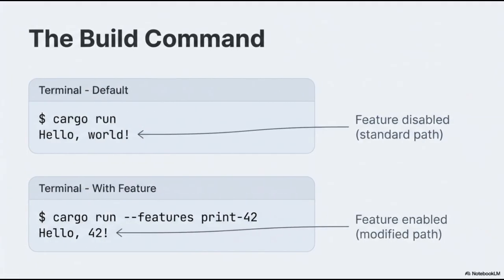This slide illustrates how the build command behaves when using Rust's feature system. In the default scenario, executing cargo run follows the standard execution path, resulting in the output hello world. Here, any optional features remain disabled. Conversely, the second example demonstrates enabling a specific feature by appending the --features flag followed by print42. By activating this feature, we trigger a modified code path that changes the output to hello 42. This highlights the flexibility of using conditional compilation to adjust program behavior at build time.